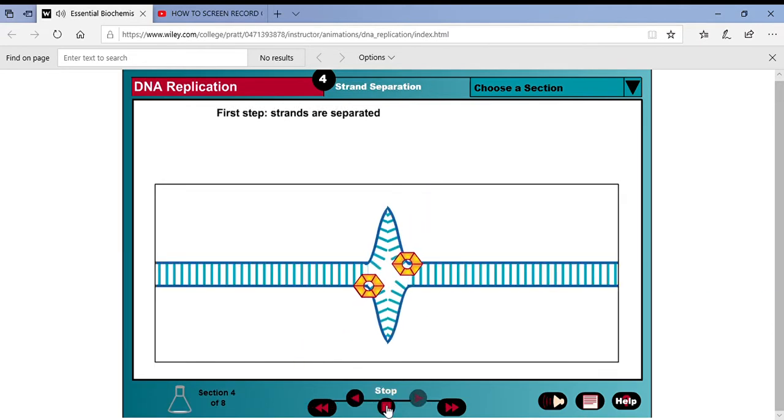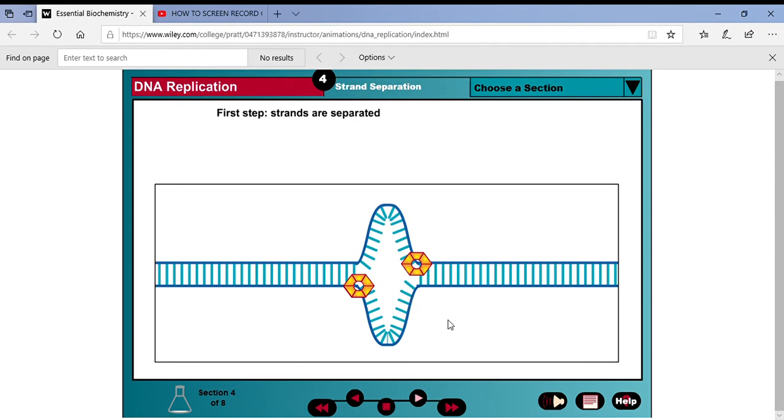Now, your DNA is enormous. A human's DNA is billions of base pairs. It takes a few hours to do DNA replication. In order to do it efficiently, you have multiple spots throughout the chromosomes where helicase is opening up the DNA, and it's opening up in both directions.